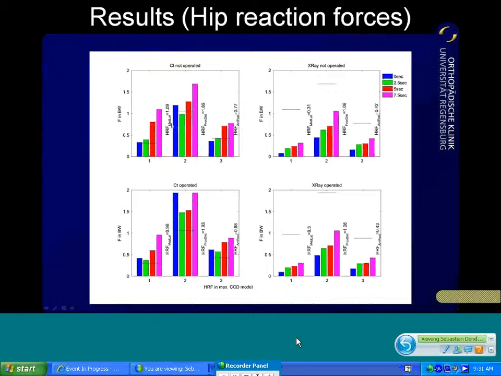In all 4 diagrams, you can see here, group 1 is the hip reaction forces in the medial-lateral direction. The proximal-distal hip reaction forces are represented by group 2, and group 3 represents the hip reaction forces in the anterior-posterior direction.